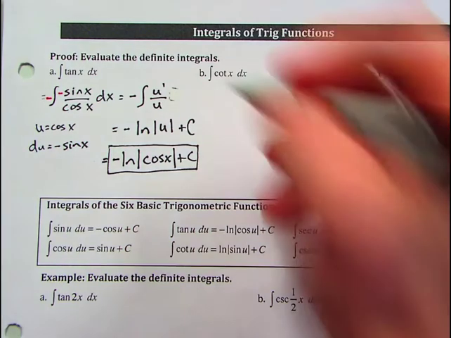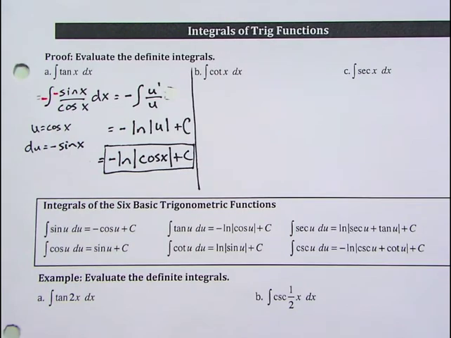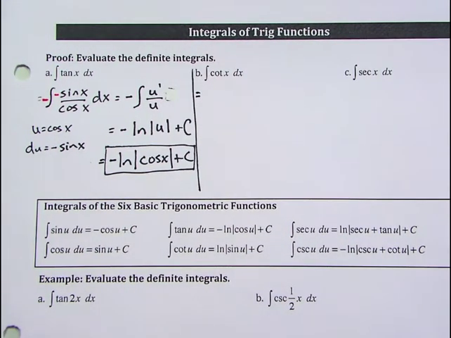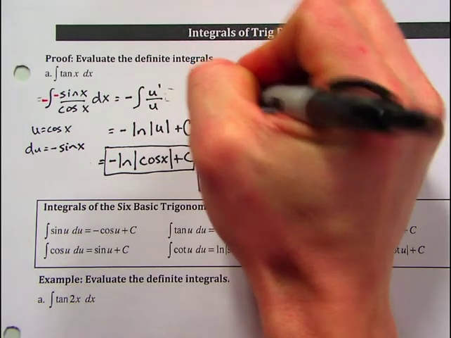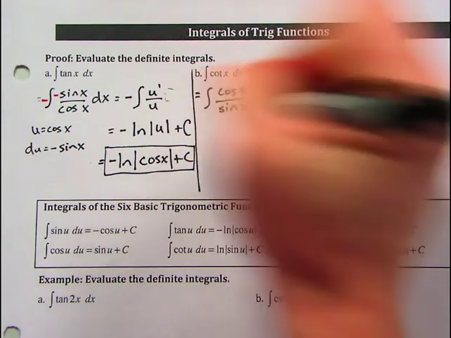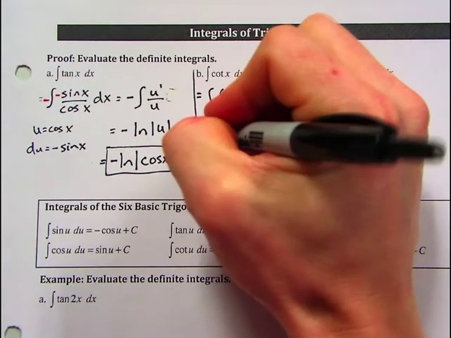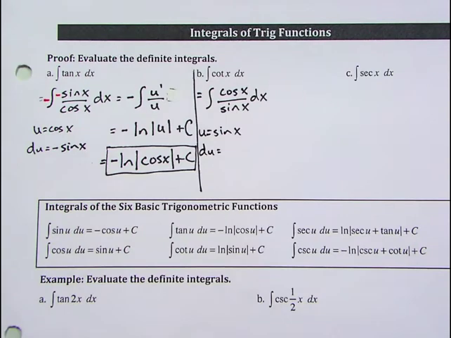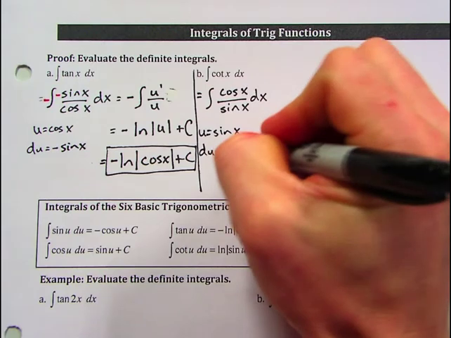Let's go ahead and try the same type of process now, but with the cotangent function. So the integral of cotangent, if we were to use the same type of process, how do you think we might want to write cotangent? Cosine over sine, good. And what should we let u equal? Sine x. And then du is cosine x dx.